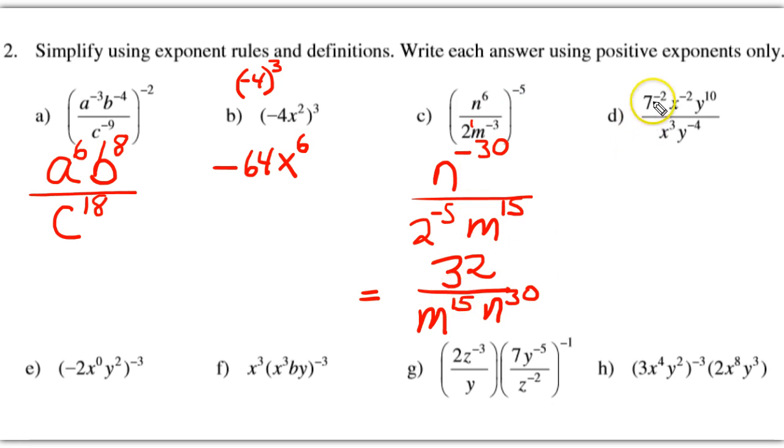Okay, now as we look at D, this 7 to the negative 2 comes down here as 7 to the second, 7 squared, which is 49. Now our y to the 10th is still up there. We're going to bring this negative 4 up, and this becomes then y to the 14th. And we're going to bring this x to the negative 2 down here. So we have x to the third already. Adding 2 more to the third gives us a 5th. And there's the answer to this one.